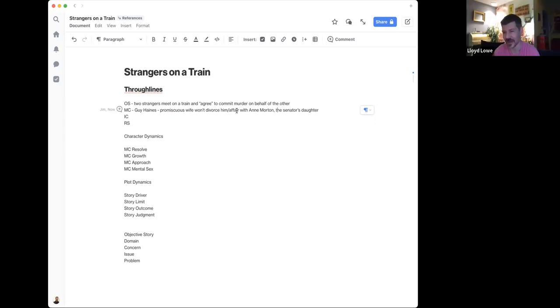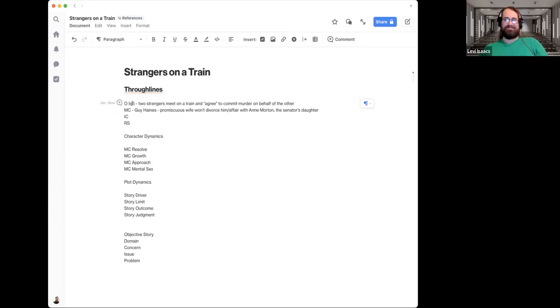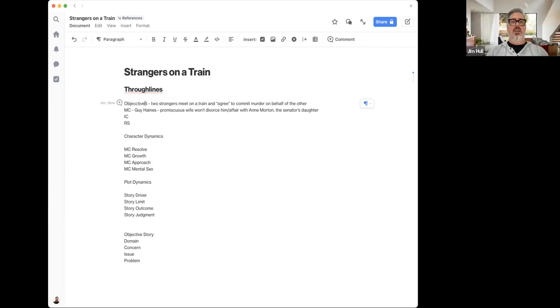Couldn't you argue that Guy is steadfast though? Oh, wow, we're not even there yet. Right now, we're just looking at the different through lines. So we have the objective story through line here. The first thing you want to do is break down just the 4 different through lines that we're looking at, and then we'll go back over the different plot dynamics.